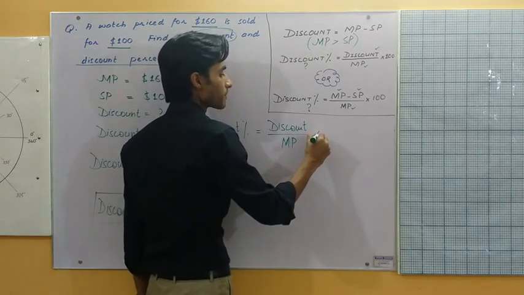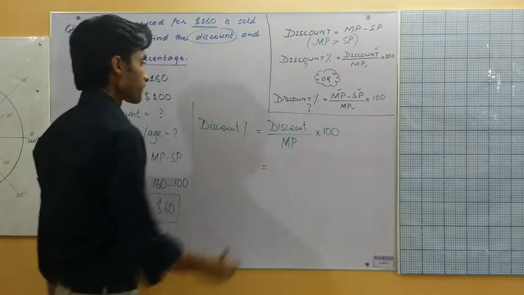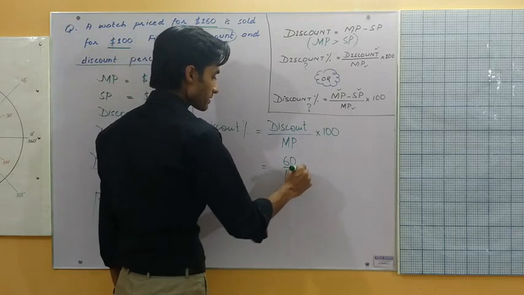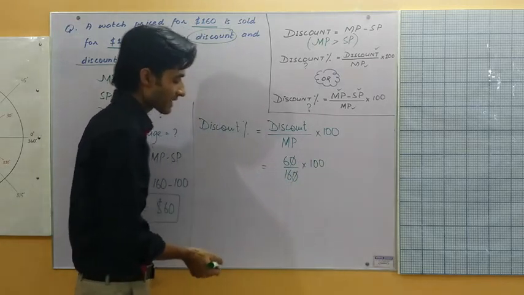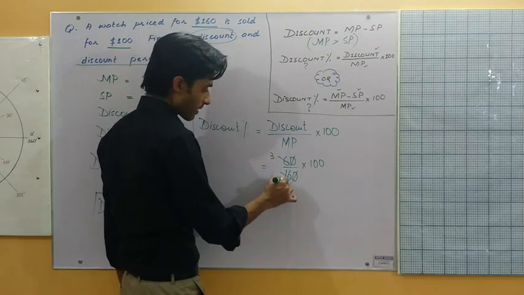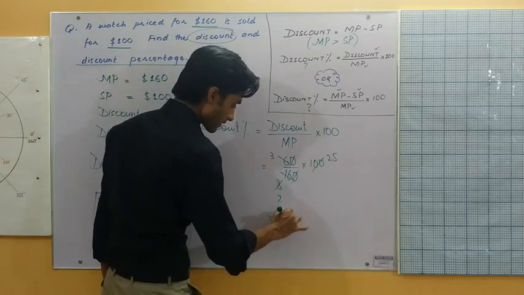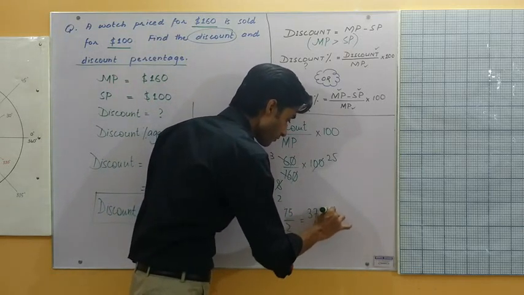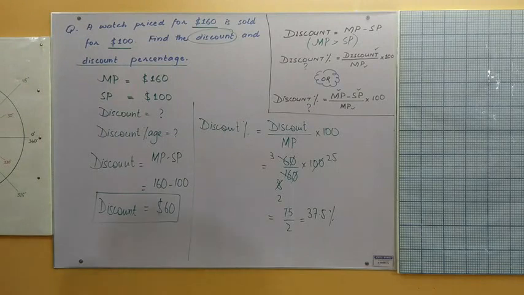Discount is always calculated as a percentage of the marked price unless mentioned otherwise, which hopefully will not be done. How much discount do I have? 60. What was the original marked price? 160, multiplied by 100. I can cancel the 0 with this one. 6 and 16 get cancelled by 2, giving 3 over 8, and then 8 will be cancelled by 4. This will become 2 and this will become 25. 3 multiplied by 25 is 75, divided by 2, and 75 divided by 2 is 37.5. So a discount of 37.5% was given to the customer.